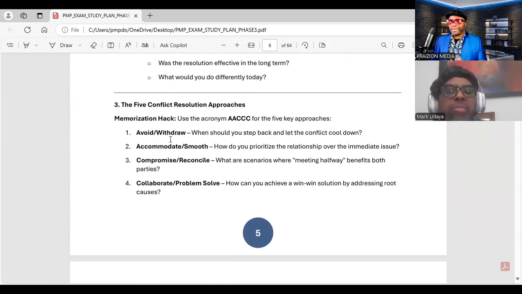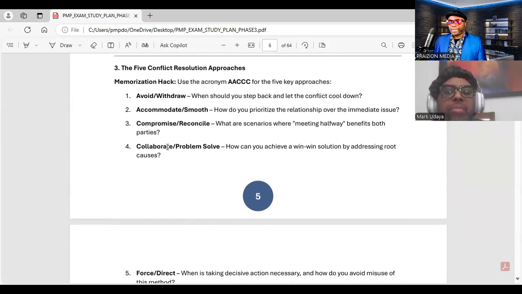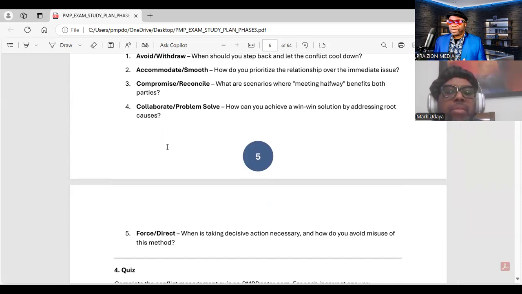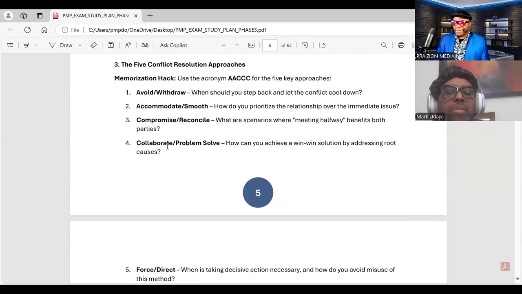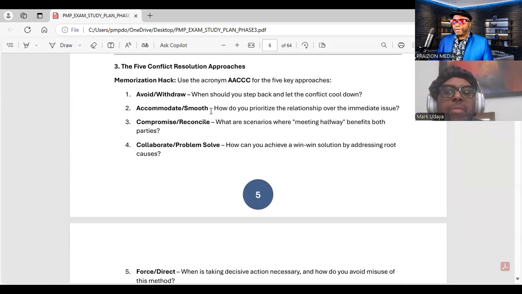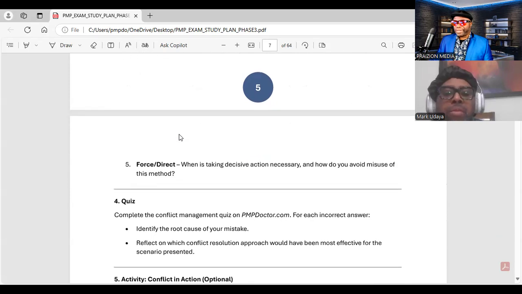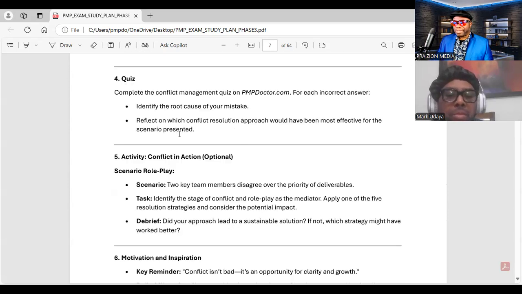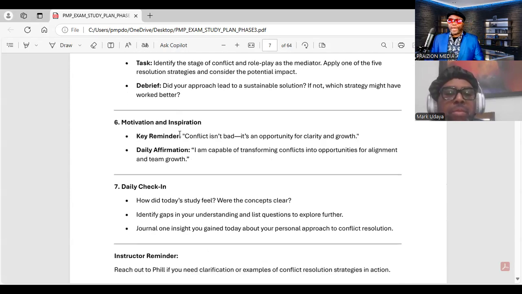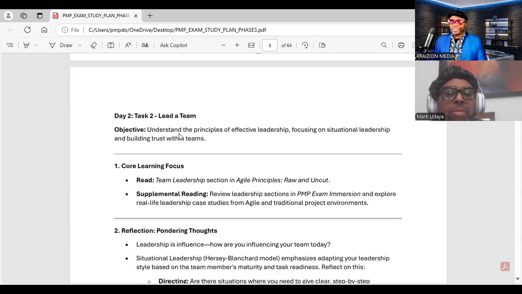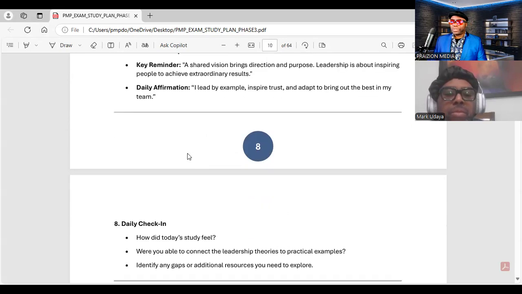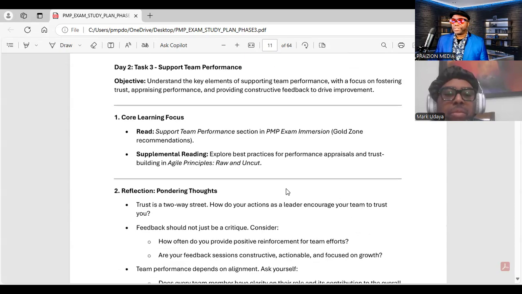What do we mean by that? Avoid, accommodate, compromise, collaborate, force or direct, right? So you need to avoid or withdraw, accommodate or smooth, collaborate or problem solve, compromise or reconcile, force or direct. So I've got a breakdown of how you need to be thinking for each task, and I'm not going to dwell on it because it's a lot of text.